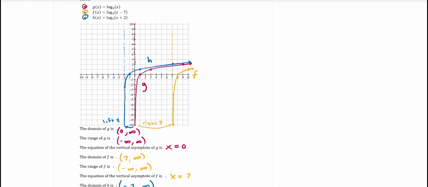What we're going to see is we could have actually phrased all of those domain questions as inequalities, asking us, where is this argument, x, x minus 7, x plus 2, where is that greater than 0, because we need that argument of the logarithm to be a positive number in order for the logarithm to be properly defined.